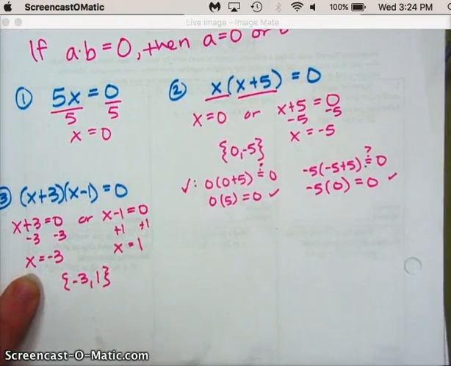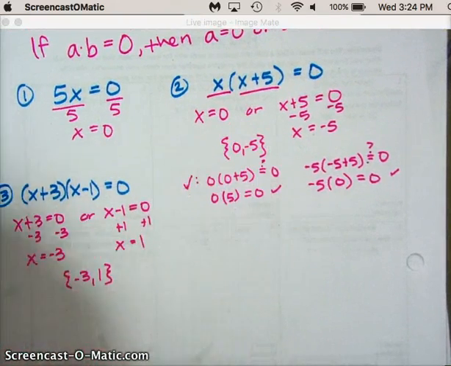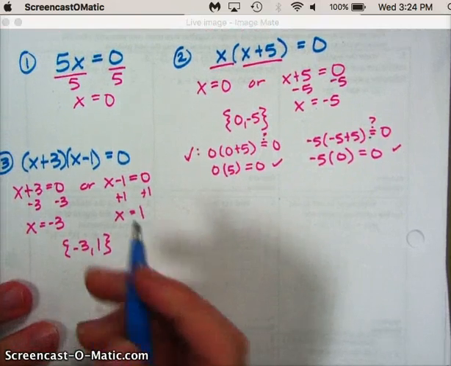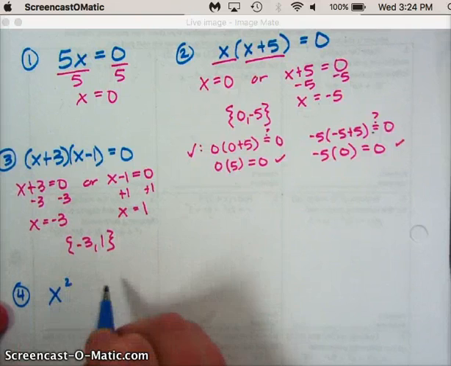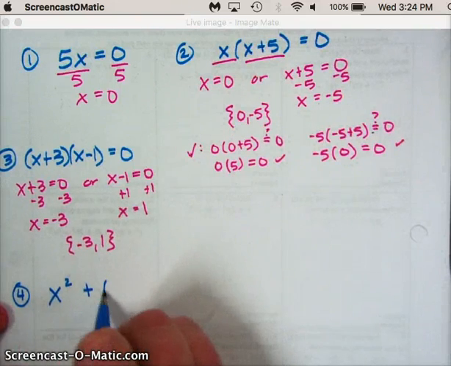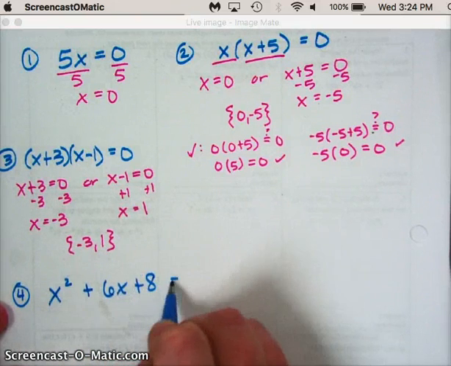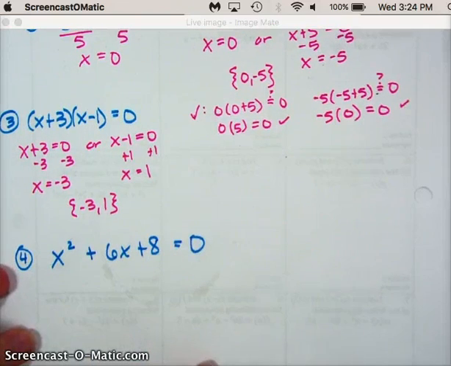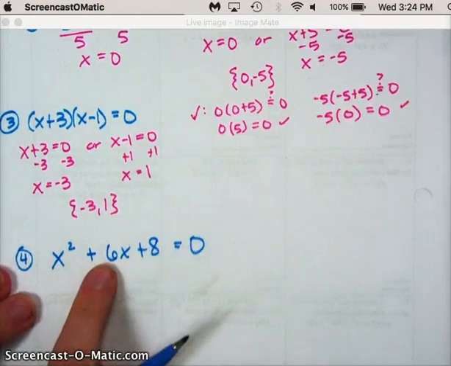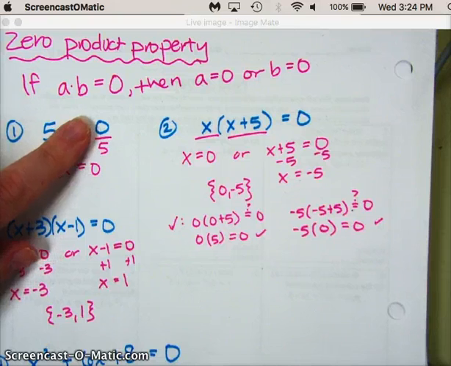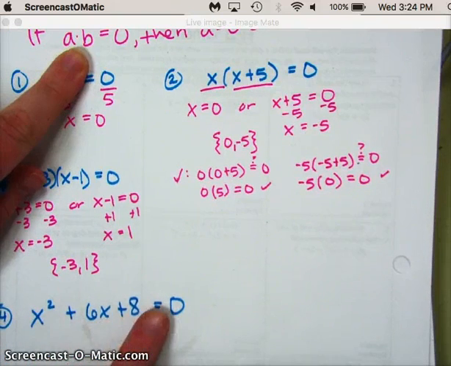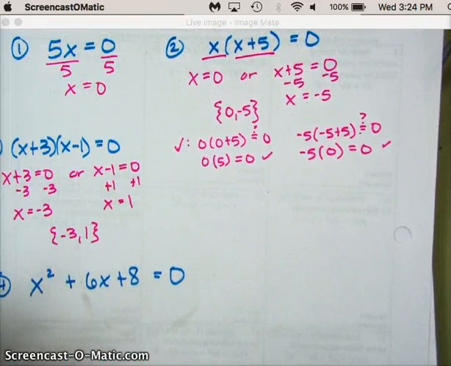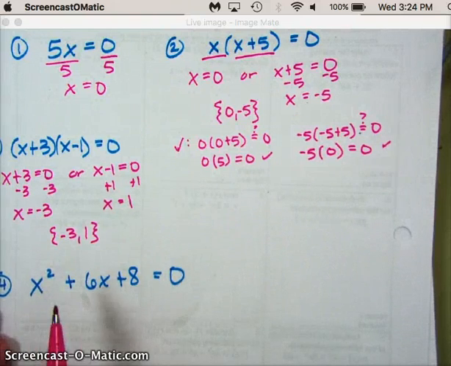Okay. This is nice and it's pretty easy actually when it's factored. But what about a problem when you have like x squared plus 6x plus 8 equals 0? This doesn't quite fit the zero product property, right? Because we don't have two factors. We don't know what are the two things that would multiply to equal 0. And this is where what we were just working on before your quiz is so important, okay?